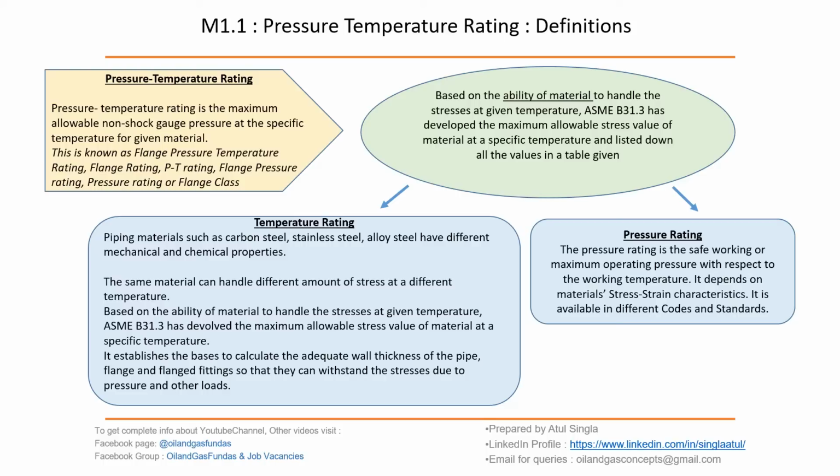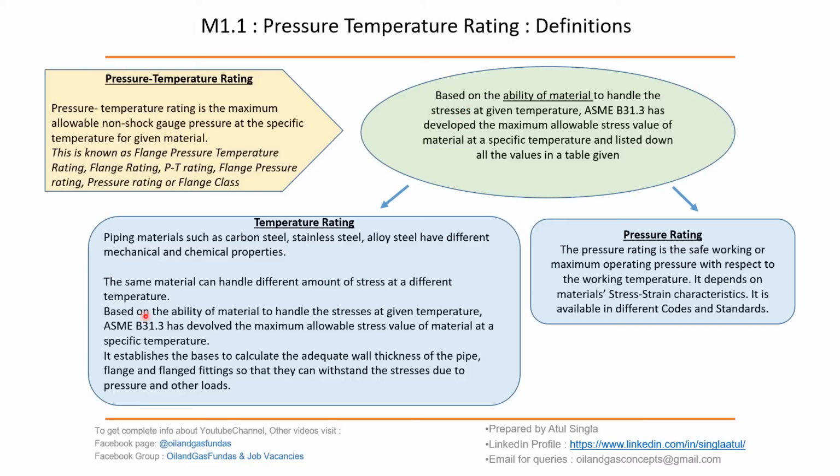This is the ability of a material. Okay, now let us relate it with temperature rating and pressure rating. Now piping materials such as carbon steel, stainless steel, alloy steel have different mechanical and chemical properties. Okay, this is just a basic statement. This is applicable to all the materials which we are going to use in piping systems. Any material which we are going to use has different mechanical and chemical properties. Now the same material can handle different amounts of stress. Suppose we are using stainless steel, this can handle different amounts of stress at different temperatures. Same material at different temperatures can handle different pressure, different stress.